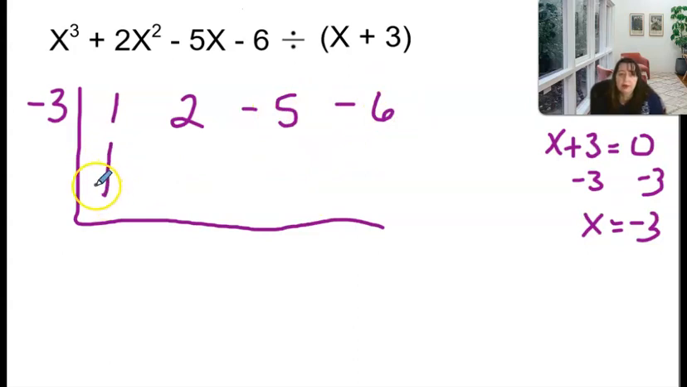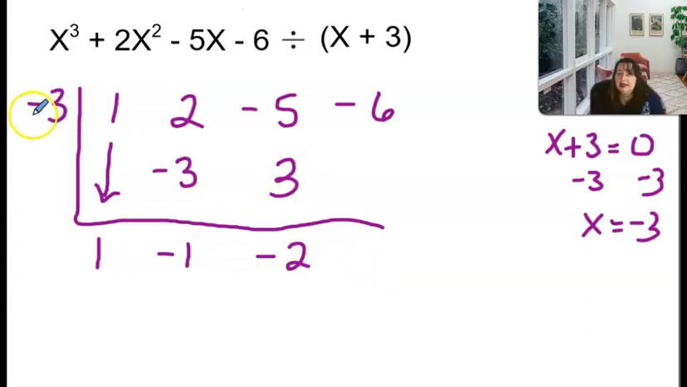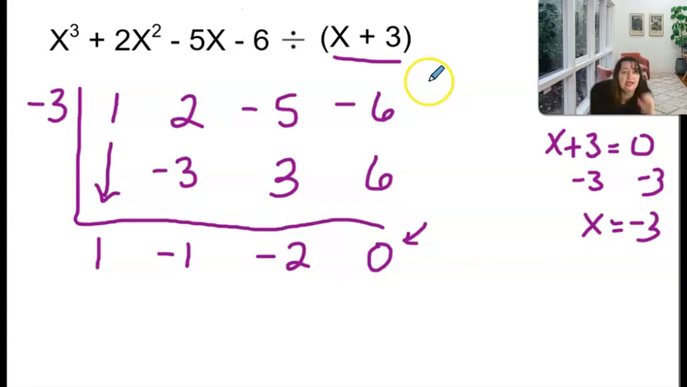Okay, I'm going to bring my 1 down, just like I did before. Negative 3 times 1 is just negative 3. And then I'm going to add these two, which gives me just negative 1. Negative 3 times negative 1 gives me positive 3, because two negatives make a positive. So now I end up with negative 2. And I have negative 3 times negative 2 gives me positive 6. Now I don't have a remainder. Once I get a 0 here, I have no remainder, which means that this here is a factor of this polynomial. The other one wasn't a factor of it because it gave me a remainder.